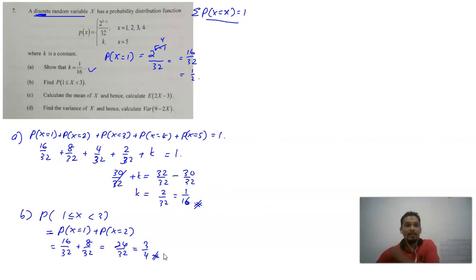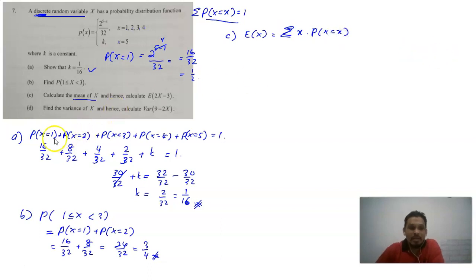Calculate the mean of X. For part c, the mean, or expected value of X, means that it's a summation of X multiplied by its own probabilities.